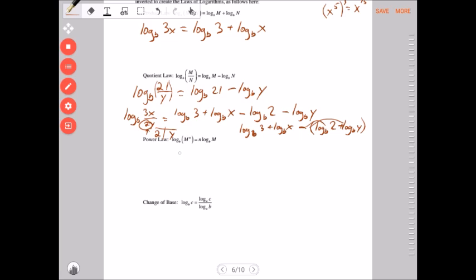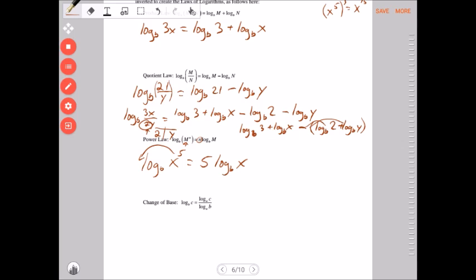Okay, so the power law. If I have the log of some kind of argument that is raised to a power, that exponent can jump down in front. So let's give some real numbers with this. If we have log base b of x to the 5, that exponent can just jump down in front. So that is going to equal 5 log base b of x.